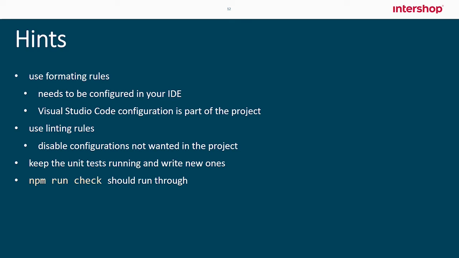The same is true for linting rules. There are quite a lot in our project, and they might be annoying. And if you have lint rules that are actually annoying and you don't want to follow them, then it would be best to disable those configurations in your project and not just ignore them. So that if you do npm run lint or npm run format, it's all running through without errors or warnings and works.